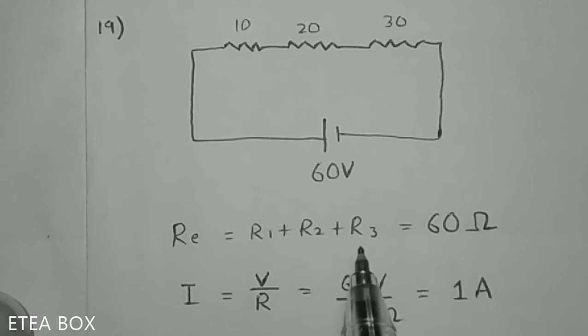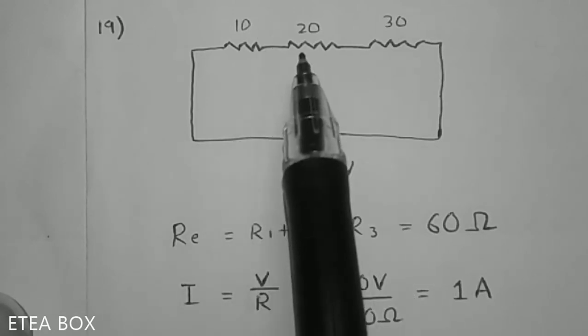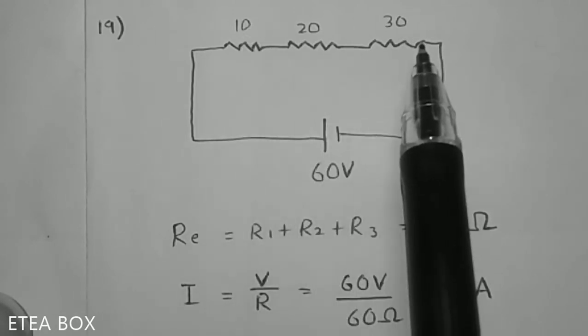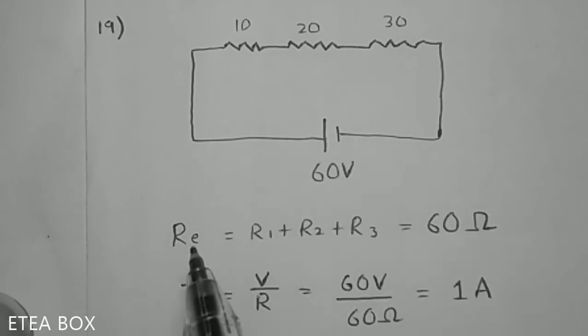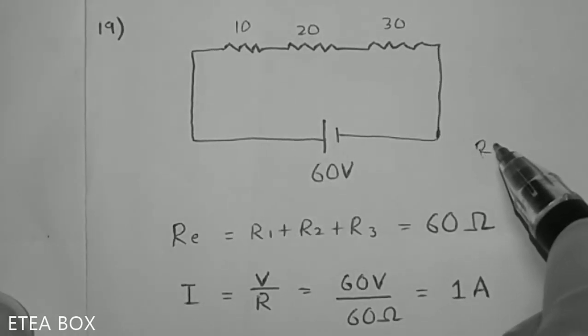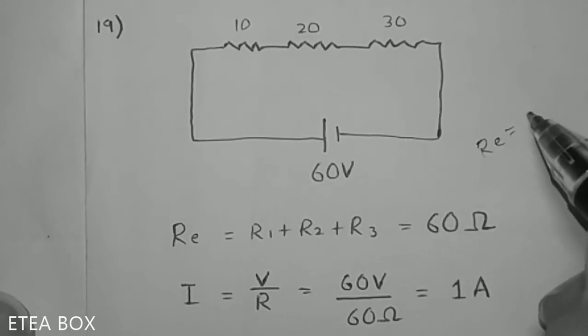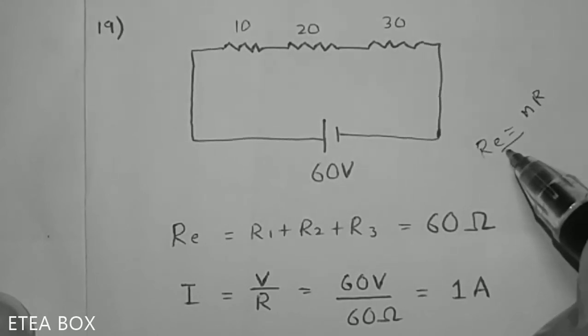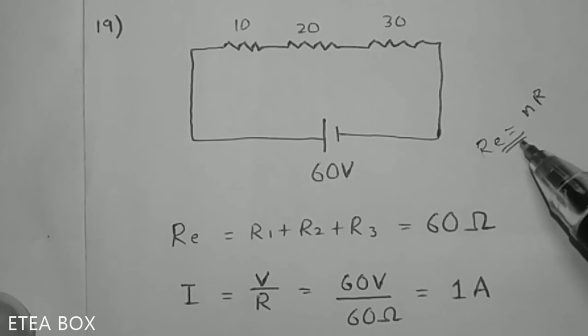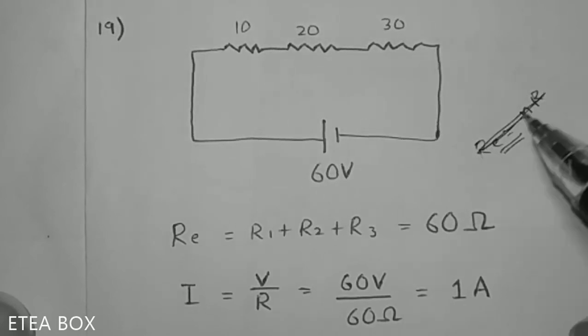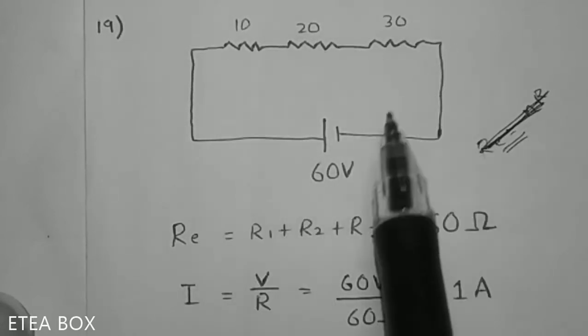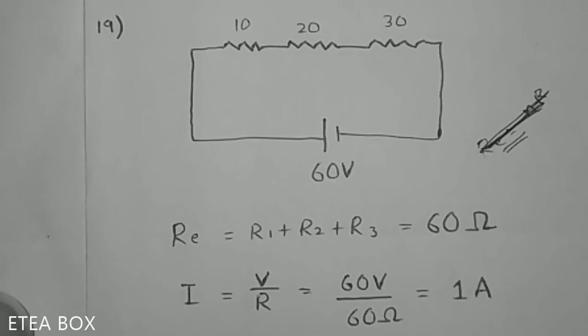But in case of equal resistances, if these resistors were equal, then we would find the resistance as RE equals NR. This formula is valid only for equal resistances. Look, these resistances are different from each other, so we are using this formula, R1 plus R2 plus R3. Now the equivalent resistance is 60 ohm.